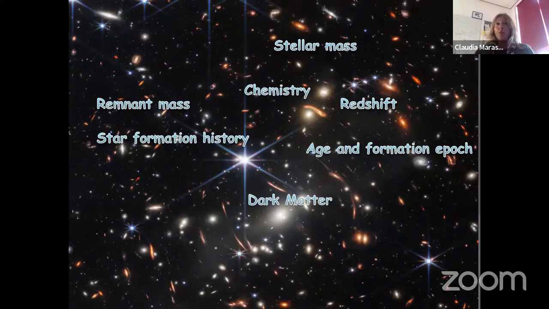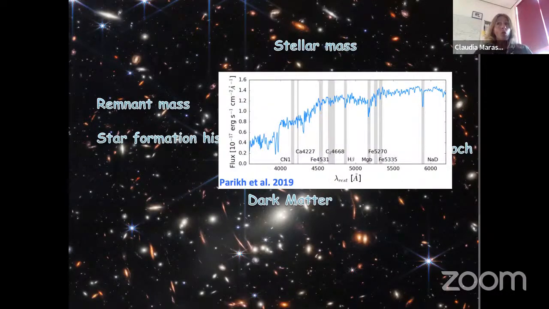And the dark matter, which can only be derived by having a good knowledge of the previous two mass components. So how do we go about deriving these quantities for galaxies across cosmic time? Well, it all relies on modeling the spectra.